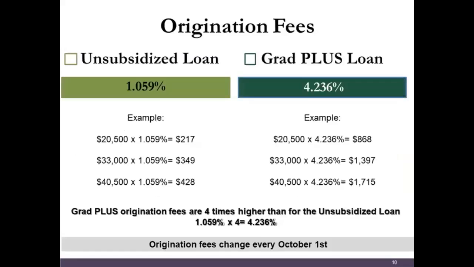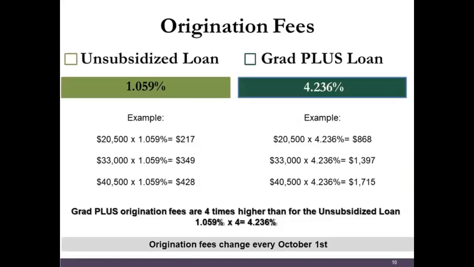This is a detailed look into origination fees. So you guys should know that your student loans, both your unsubsidized and your Grad Plus, do have origination fees. That money goes directly to the Department of Education, and as you can see here, the Grad Plus has much higher loan fees. So they're 4.236 for the Grad Plus, 1.059 for the unsubsidized loan.